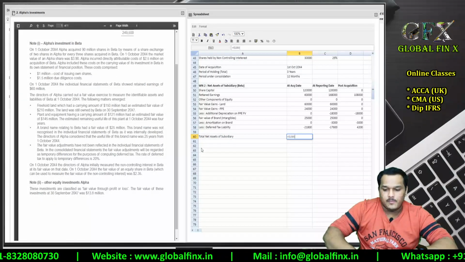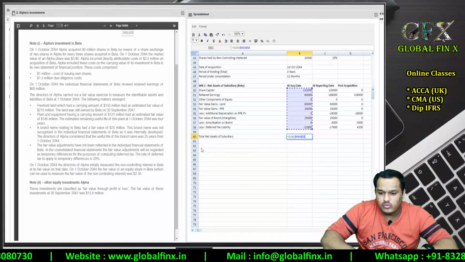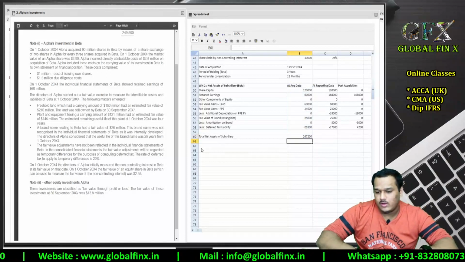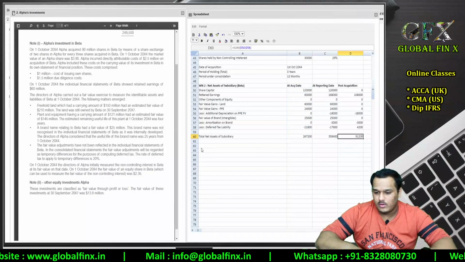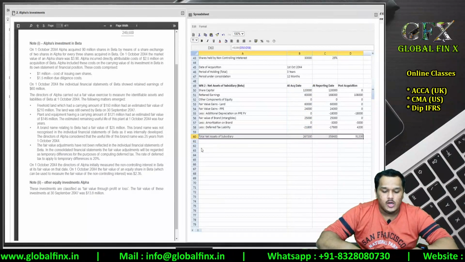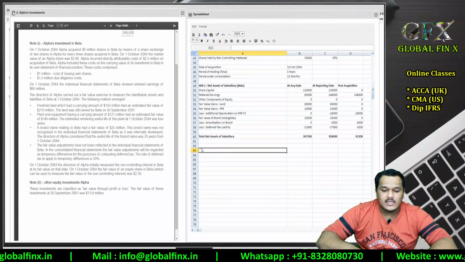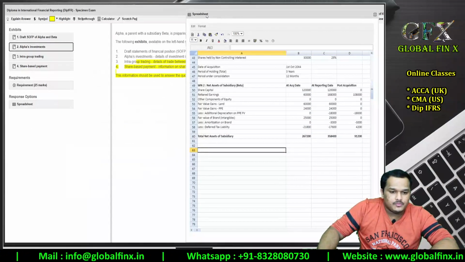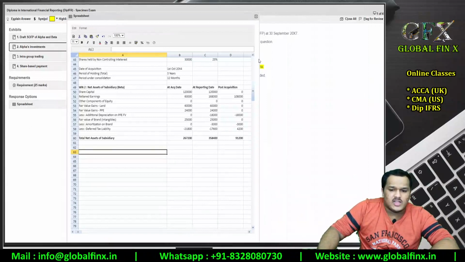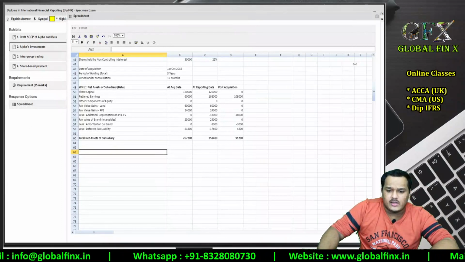It is equal to the sum of all of this. Okay. Chalo, 91,200 is what? Post acquisition increase in the net assets of subsidiary. Okay, I'm gonna close this. And from here, I don't think I'll need the information other than share-based payments. So I'll keep that on hold.